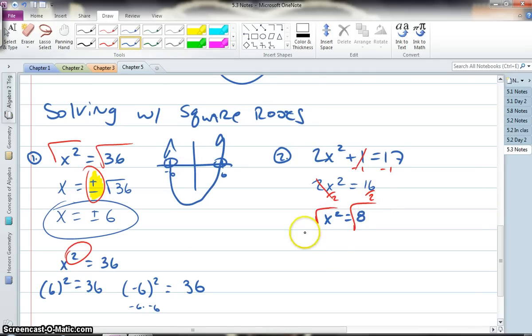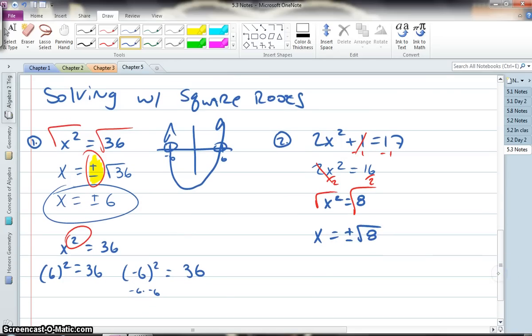Whenever we square root both sides, what can we not forget? Plus or minus the square root of 8. Then ask yourself, is this problem simplified? Well, 8 can be broken down to 4 and 2. 2 and 2, I have a pair of 2's. So x equals plus or minus 2 root 2. Whoever's left alone stays home. So that is my final solution.